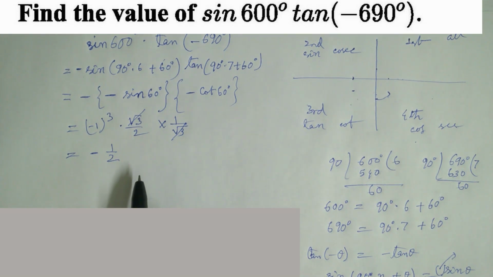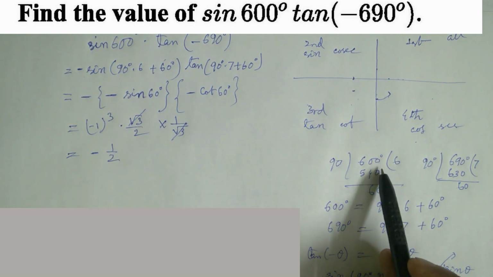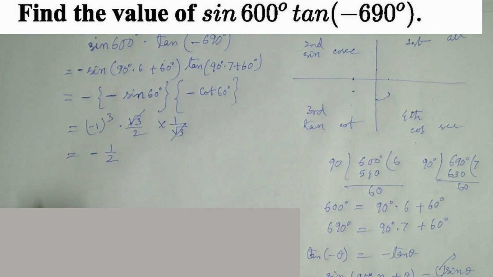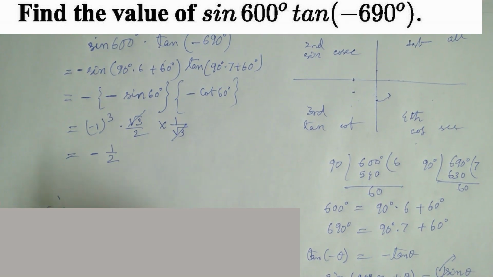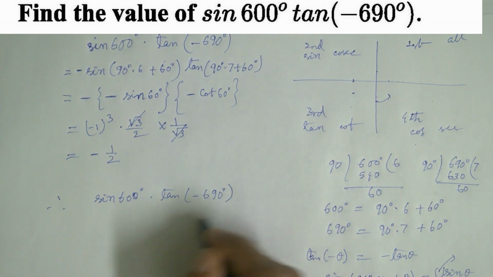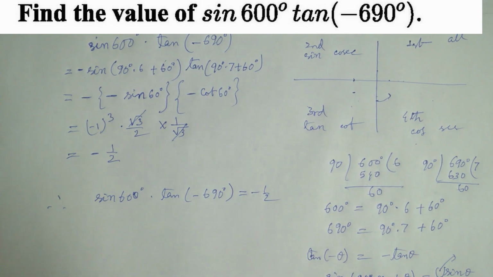Anyone may follow another method, but the basic method is the same. We can express 600 as 180 degree into n plus or minus theta. So therefore sin 600 degree into tan of minus 690 degree is equal to minus half. Thank you very much.